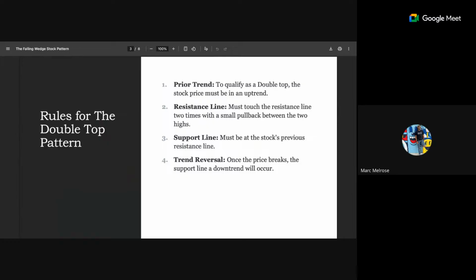The rules that I like to give people anytime you're looking at double top patterns: the first thing is you want to check out the prior trend.